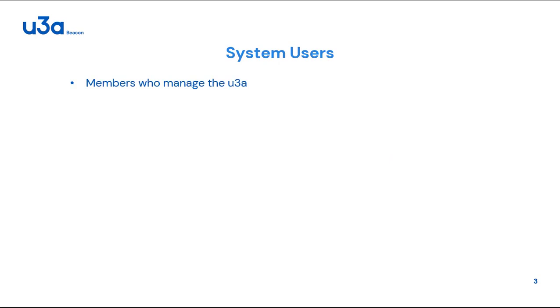System users are people who need to access Beacon to manage your U3A. People like the Treasurer, Membership Secretary or a group leader. They access the system via the main login screen. This doesn't apply to ordinary members who have restricted access to Beacon through the online portal.